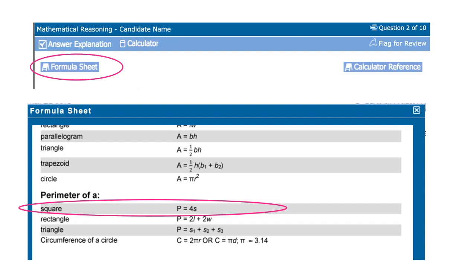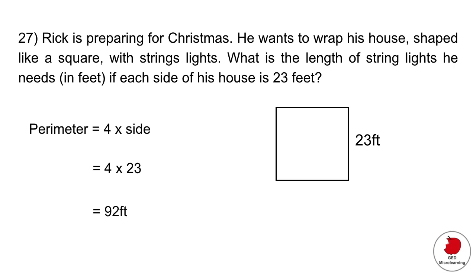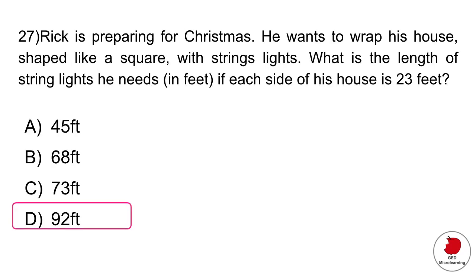So all you have to do is plug that number that you have, that 23 feet, into the formula, and that gives you 92 feet. So essentially the perimeter of his house, meaning the distance around the whole house, is 92 feet, and that's how much length of string lights he's going to need. So option D.